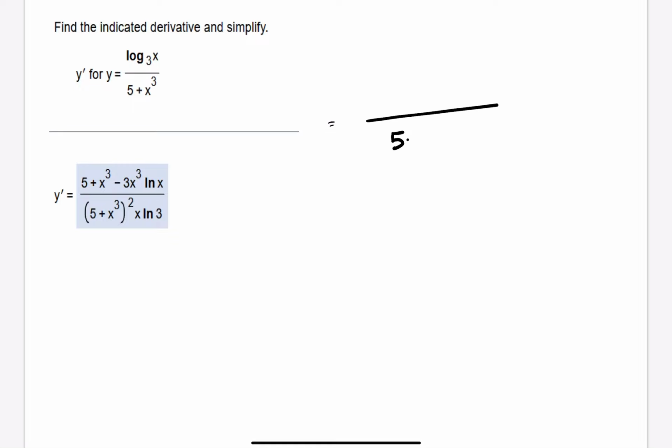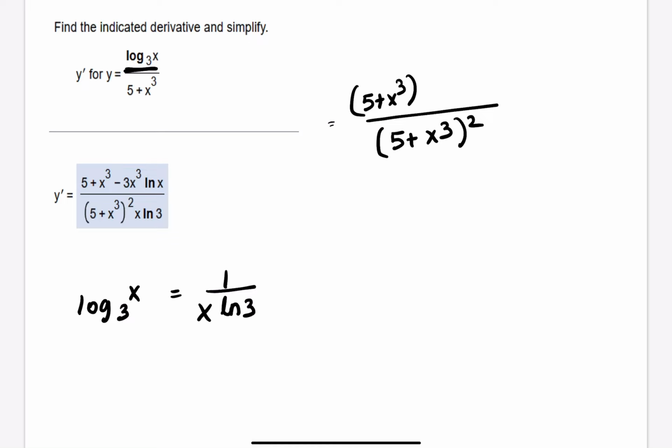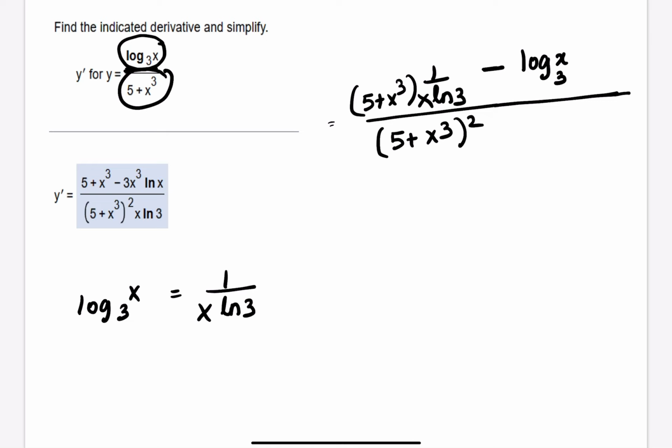Remember what I told you? It's the denominator squared. Very good. I write down the denominator. Derivative of the first function. Again, derivative of log x base 3 is 1 over x ln 3. Simple. So this is 1 over x ln 3. It's a minus. I'm going to extend this one. Times the first function, which is log x base 3, minus derivative of 5x plus x cubed, which is 3x squared.